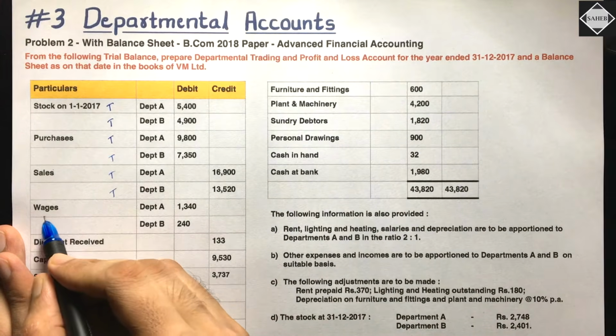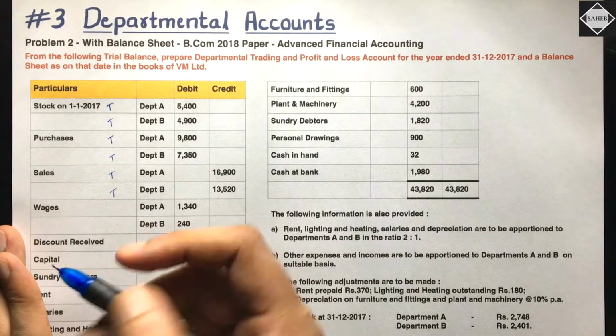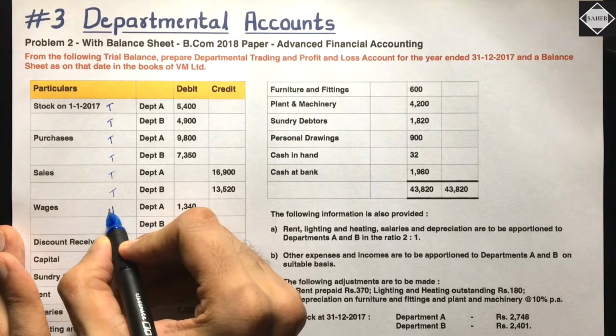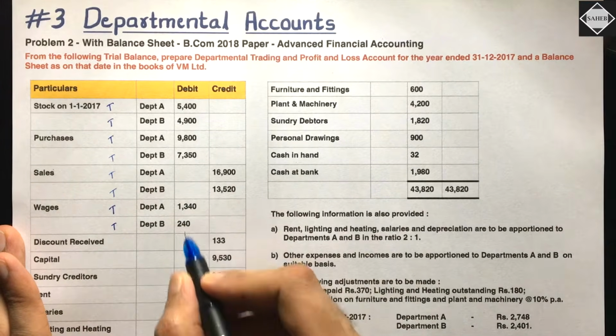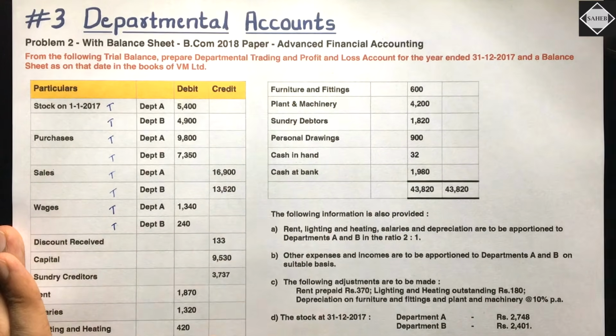Okay, and then see, we have wages. Now wages is a direct expense. It's related with what? Factory, production, isn't it? So wages will be taken in trading account. It's a direct expense. Okay, fine. So Department A, Department B separately they have been given, so it will go in trading account.